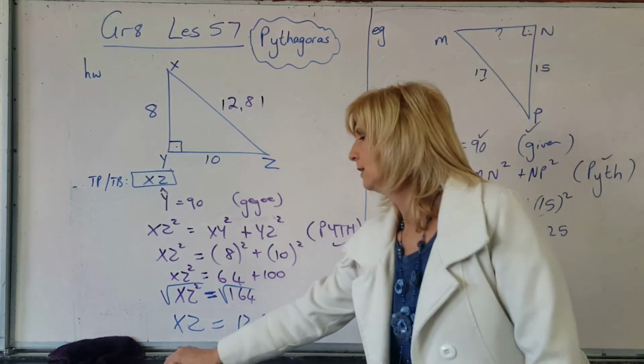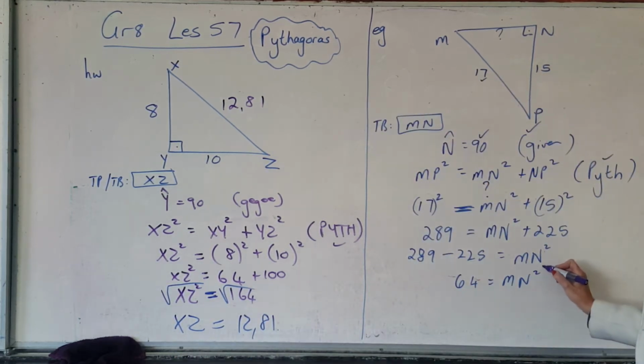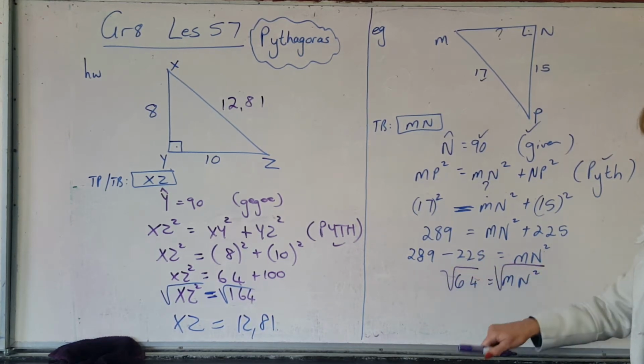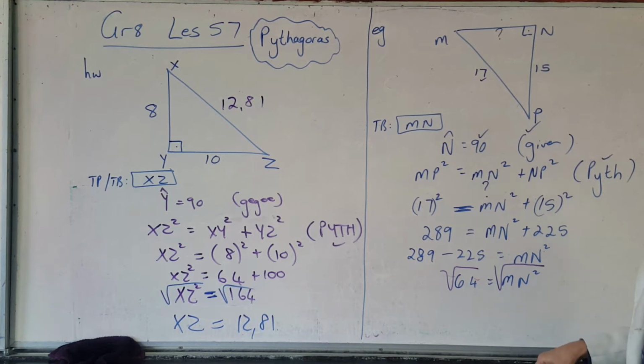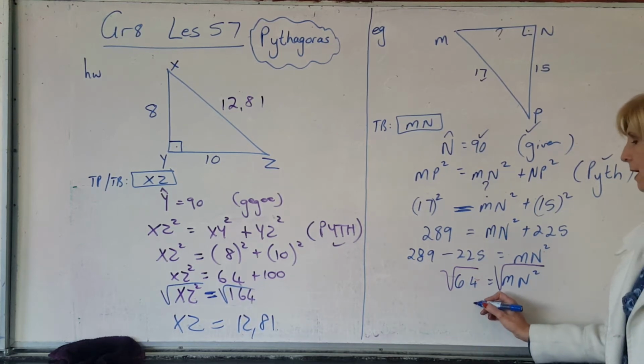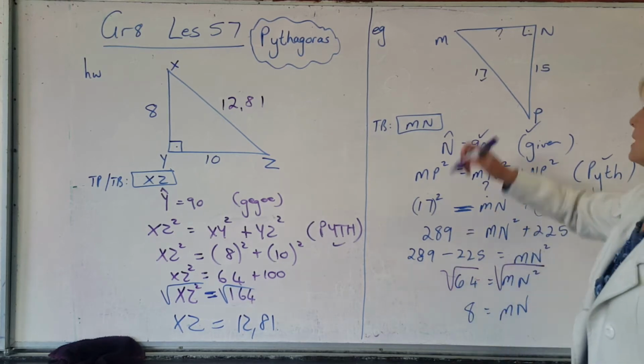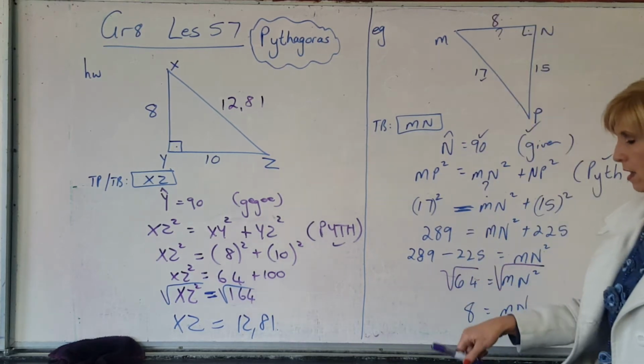How do I get rid of that square? The opposite of square is square root. So you square root both sides. And that means my answer then will be 8 for MN. So op my skets gaan skryf ek daar moet dan 8 wees.